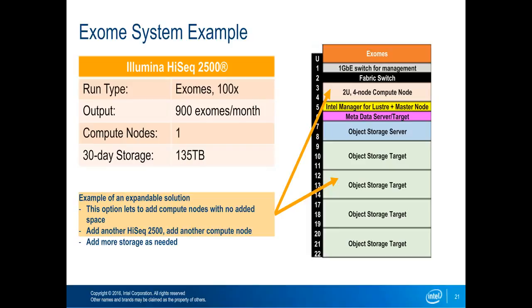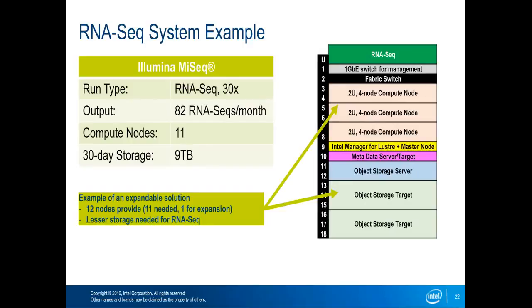Let's see. So if we continue on for RNA-seq, the RNA-seq runs are more compute intensive, and these are using the slower chip in that benchmark, but it needs about 11 nodes, and so you would use 3 of these 4-node systems, so you have 12 nodes, but you don't need as much storage. So you can dial back the storage if you're doing just RNA-seq, for example.